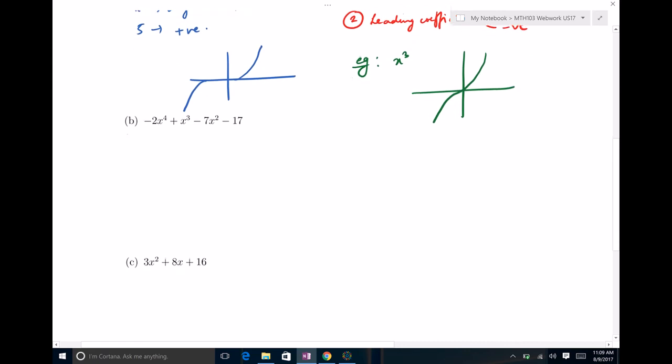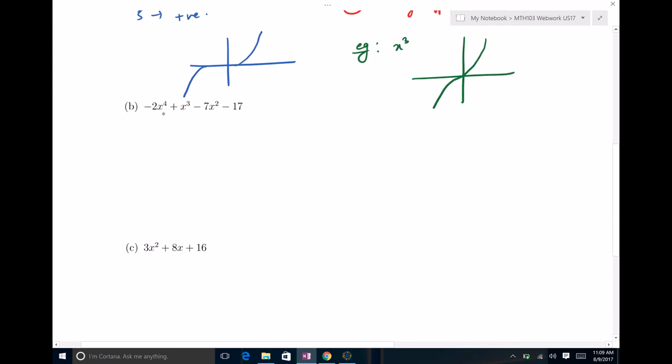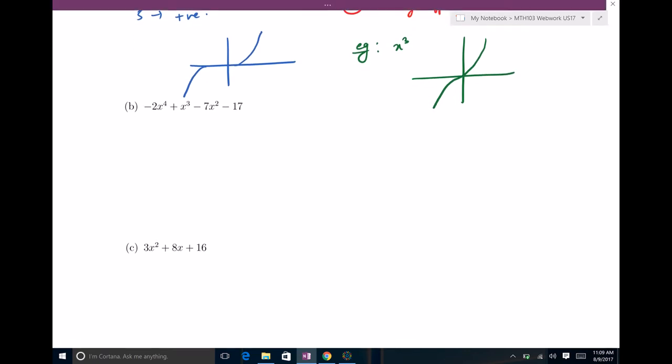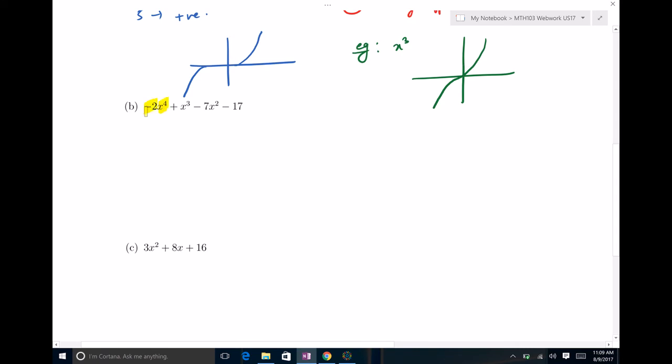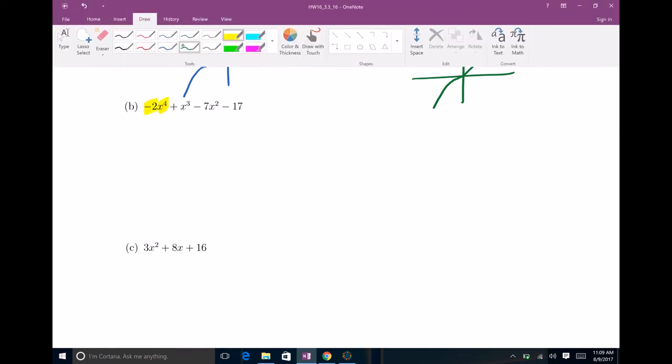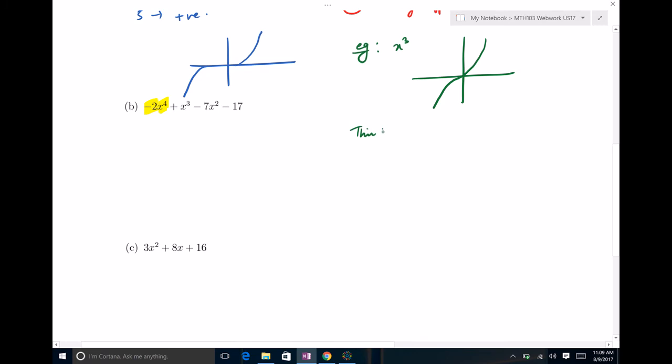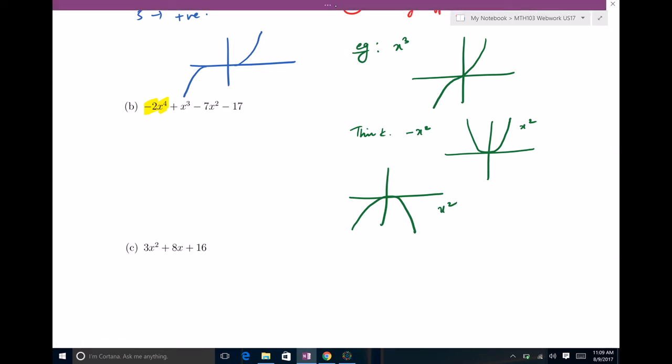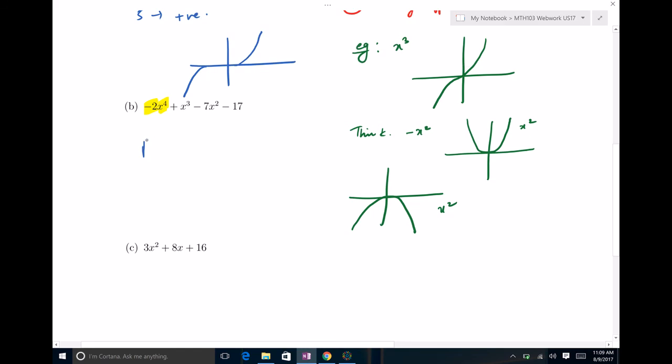Now the second problem, B, you have x to the 4th, that's an even power, and you have -2, the coefficient is negative. So what you want to do is think of what the graph of negative x squared looks like. Now you know that the graph of x squared looks like this. So the graph of negative x squared is the exact upturned version. It looks like this. So when the leading coefficient is negative and the degree is even, what happens in this case is that your graph falls right and falls left.